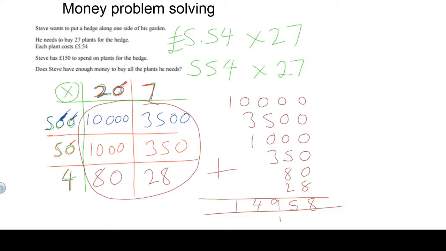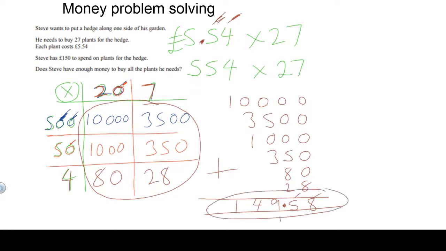Seems like a large number, but remember, look back at the original question. We've got 2 digits after the decimal point in the entire question. There's no decimal point with the 27. So there's 2 digits after the decimal point. So make sure that in your answer you've got 2 digits after the decimal point. So obviously the decimal point needs to go there.